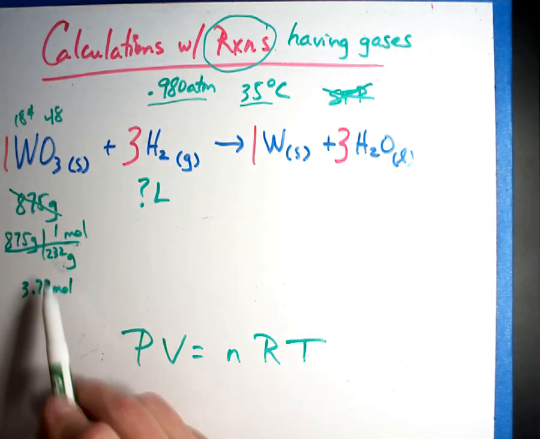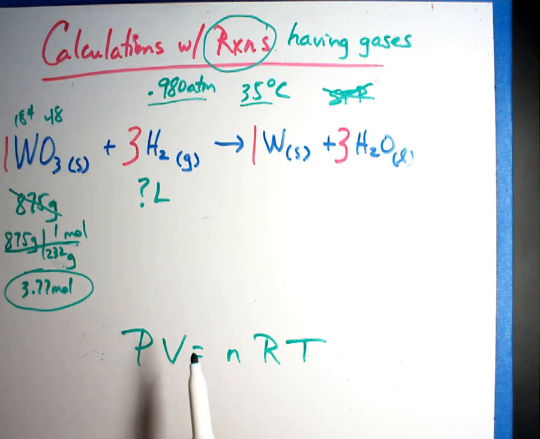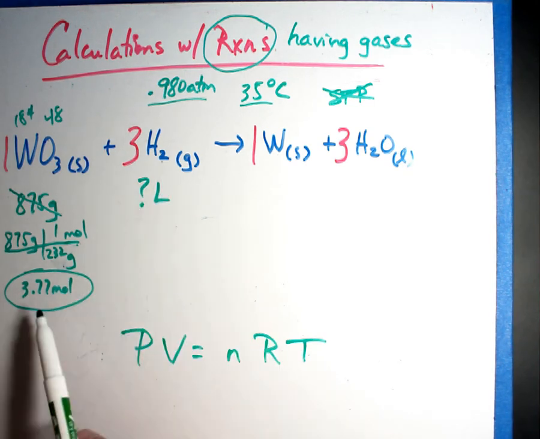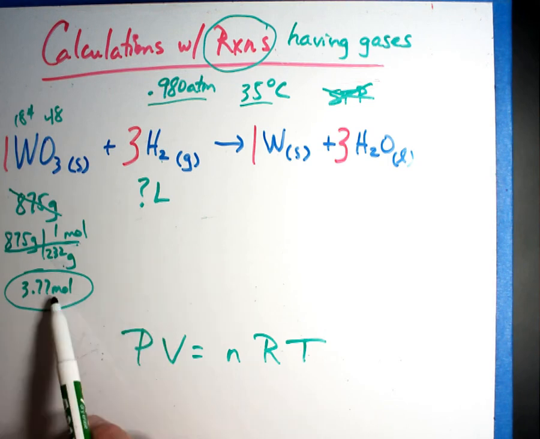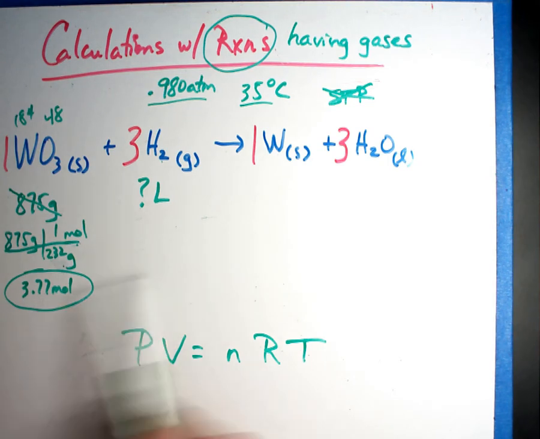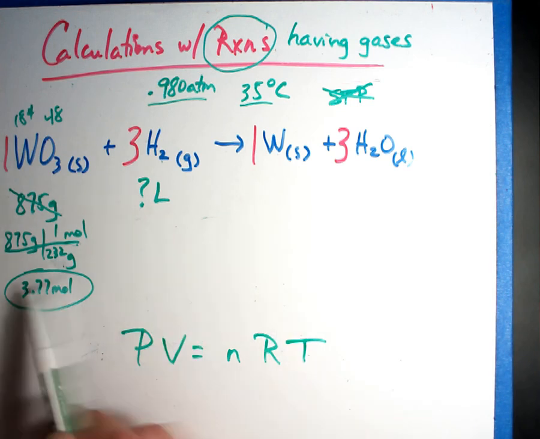Now, I'll circle that so you can see it. Now the question says, how many liters of hydrogen? Am I in the hydrogen column? No, but I can get there because I'm in moles. So when I'm in moles, I can jump to any column. I can calculate all of them. It just wants this one right here.